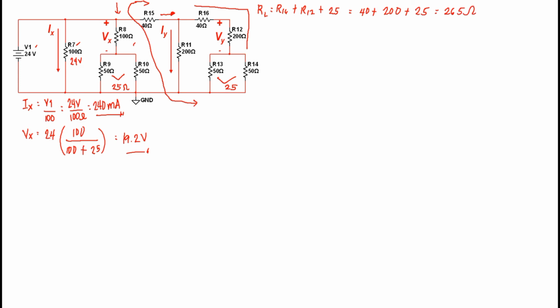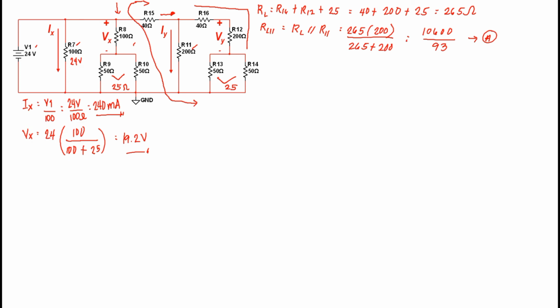Okay, and this RL is in parallel with R11. So let's say that's RL11, which is RL in parallel with R11. RL is 265, so 265 times 200 over 265 plus 200, and that is equal to 10,600 over 93. Let's store this in A.